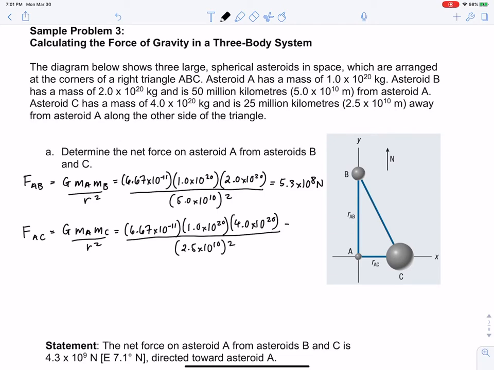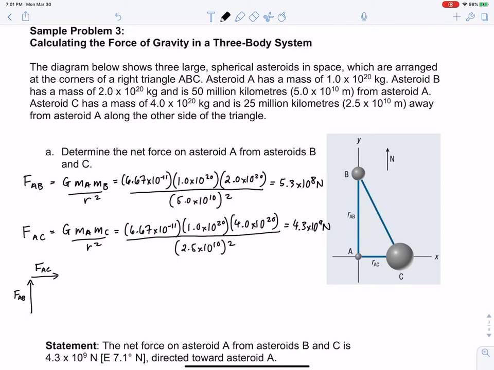Make sure we square it. Punch this into your calculator and you should get a larger force. We get 4.3 times 10 to the power of 9 newtons. Okay, so the force of asteroid B on A is in this direction. The force of asteroid C on A is in this direction.